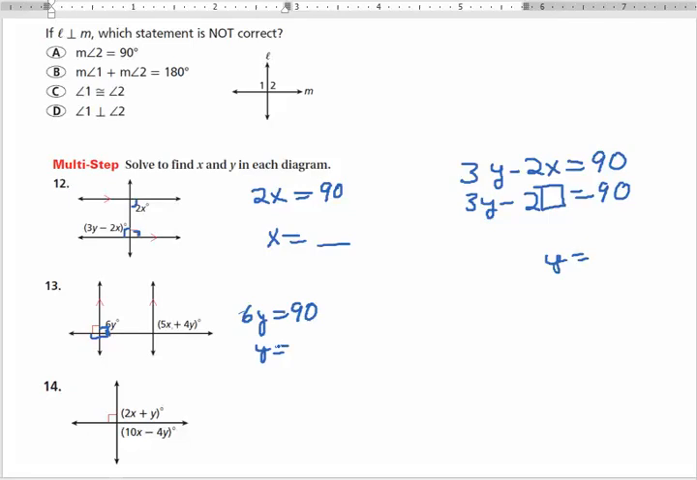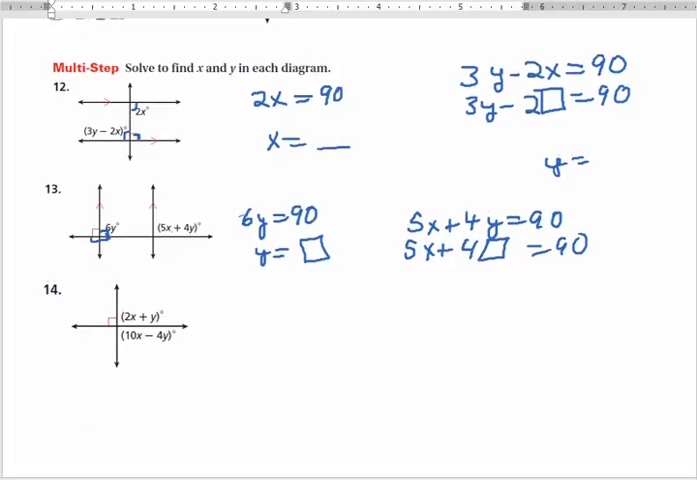And then 5x plus 4y is also going to be a right angle, so 5x plus 4y is equal to 90. But now we know what y is. So you plug in your value for y that you got over here, and then you solve this and find x. And then let's just double check the last one. So this one we only have perpendicular lines. This one's going to be a little bit different.